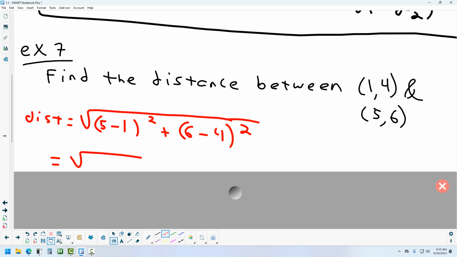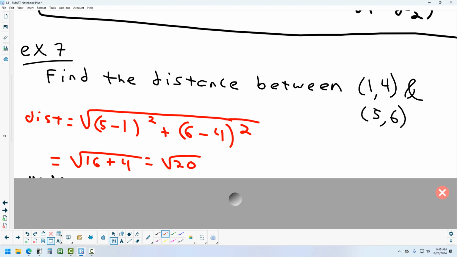All right. So Jet, 5 minus 1 is going to give me how much? 4. Square root of 16. Square root is 16. And Clover, 6 minus 4 is going to give me... No, sorry, 2. And then when you square that, you get 4. And I'm going to get square root of 20.